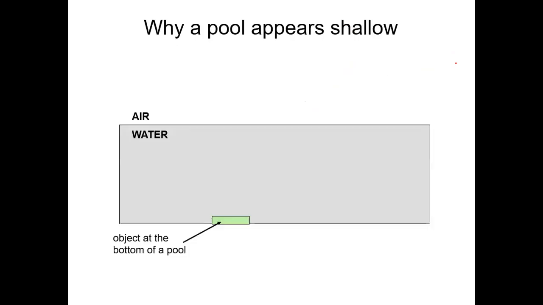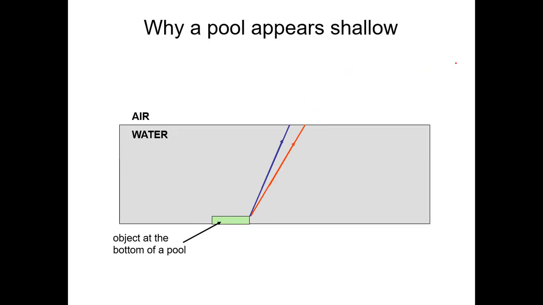Why does a pool appear shallower? Sometimes, let's say this is the water and an object is placed at the bottom of the pool, and it seems that the object is closer to you. You cannot judge the original depth of the pool. This is because of refraction. So let's say one ray of light is coming from the object. This is the second ray.